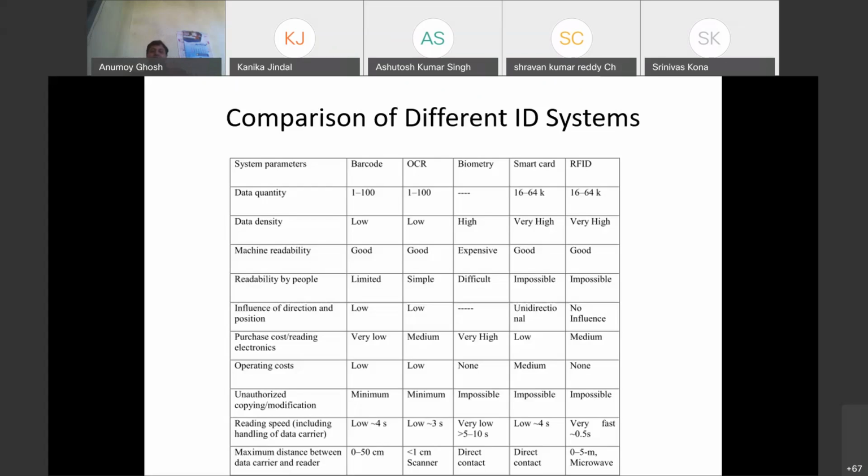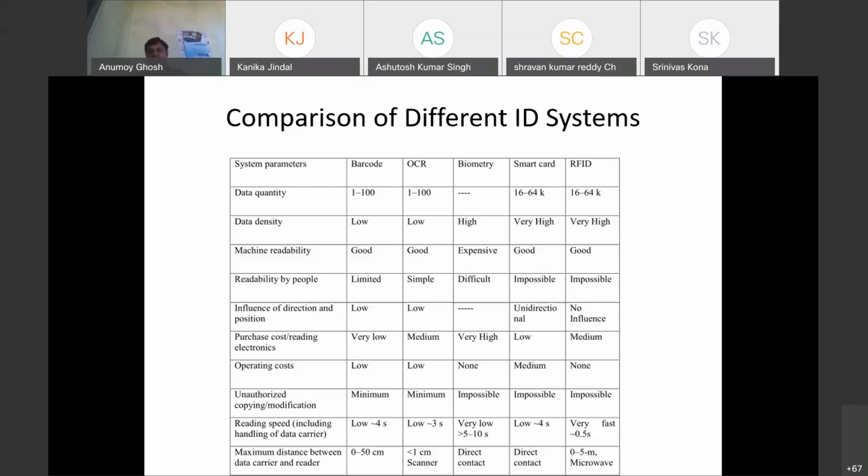I mean, yes, you can read the barcode at some distance, but you will notice one thing: if the barcode is orthogonal to the laser light, then you can never read the information which is there in the barcode. So there is some limitation of using barcode also, because the influence of direction and position is there in the barcode also. But for RFID systems, there is no influence of direction and position. The orientation of a tag with respect to a reader can be in any direction, but the reader can still read the tag in any direction. Why? That I will discuss later.